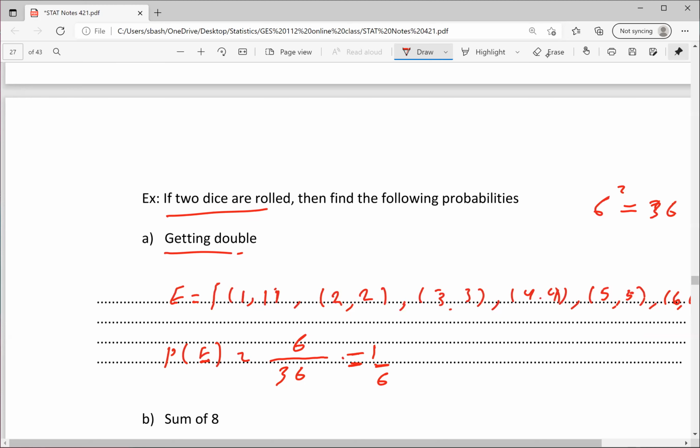So this is the idea of finding the probability of an event. It is the number of outcomes in the event divided by the number of outcomes in the sample space. More examples will be given in the coming part. I will stop at this point now, and I will give more examples in the coming part.